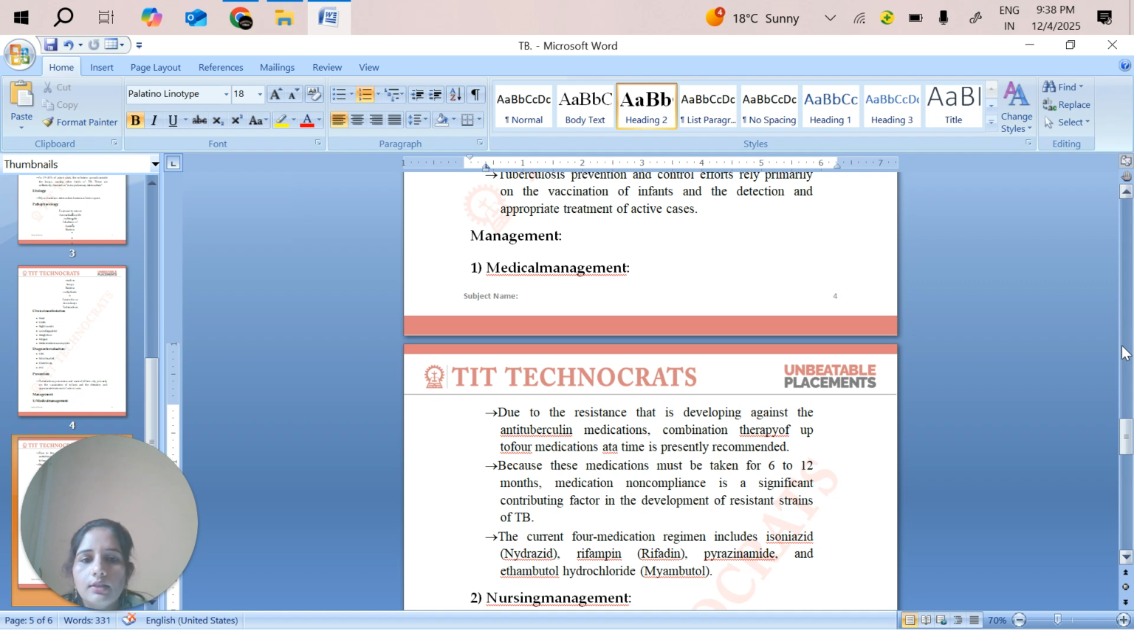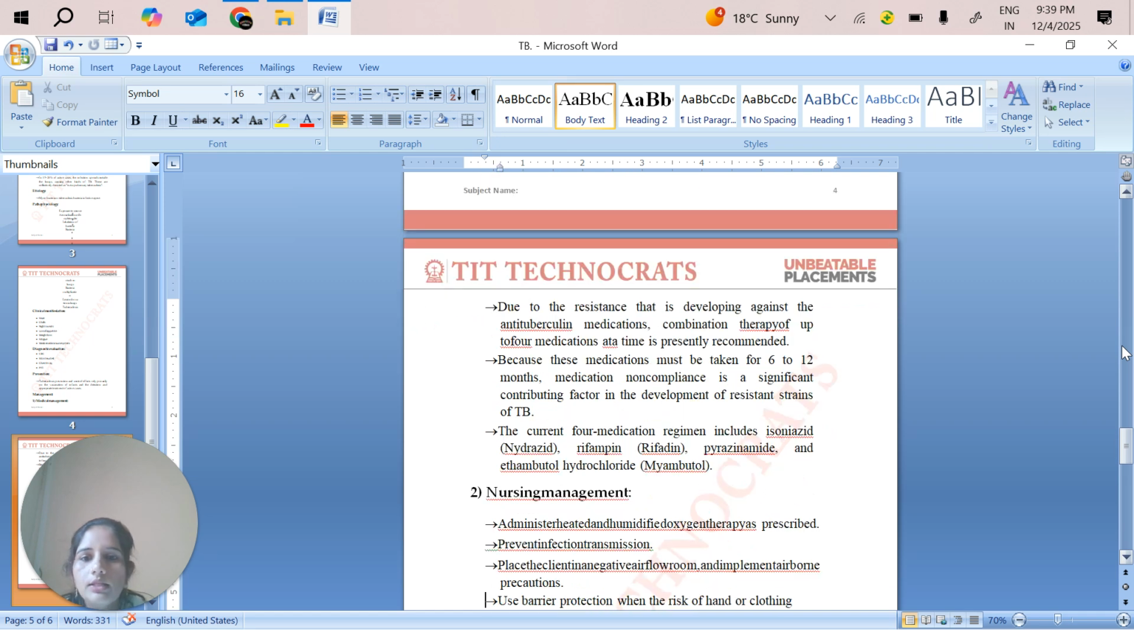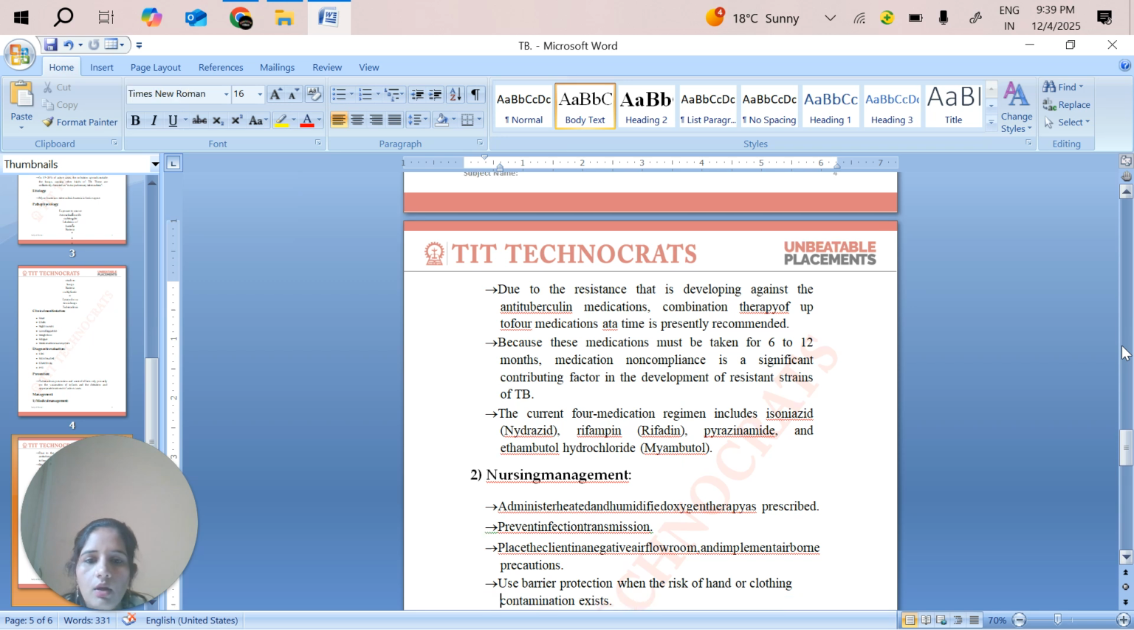Due to the resistance that is developing against anti-tuberculosis medications, combination therapy of 2 to 4 medications at a time is presently recommended, because these medicines must be taken for 6 to 12 months. Medication non-compliance is a significant contributing factor in the development of resistant strains of TB. The current 4 medication regimen includes isoniazid, rifampicin, pyrazinamide, and ethambutol hydrochloride. These are the medicines to treat tuberculosis.